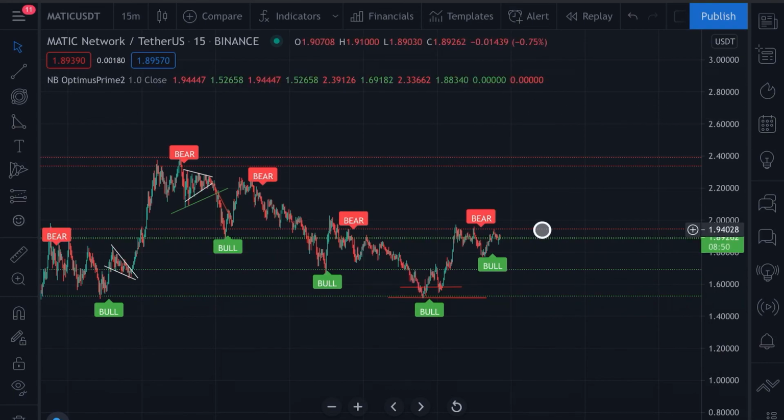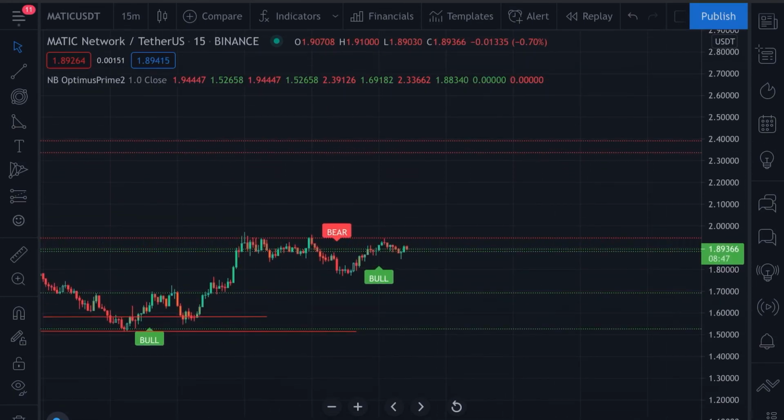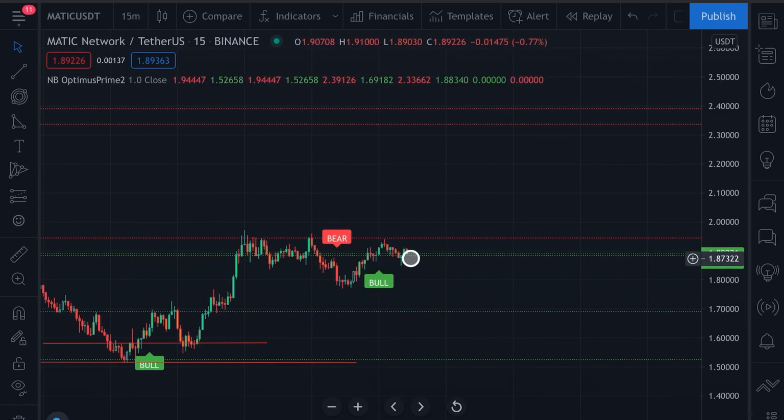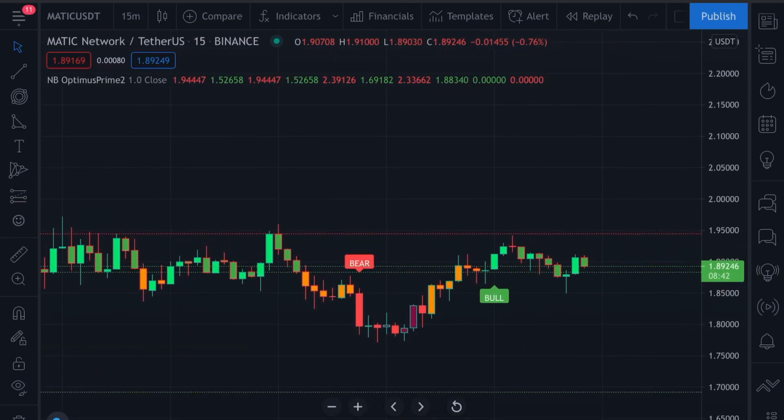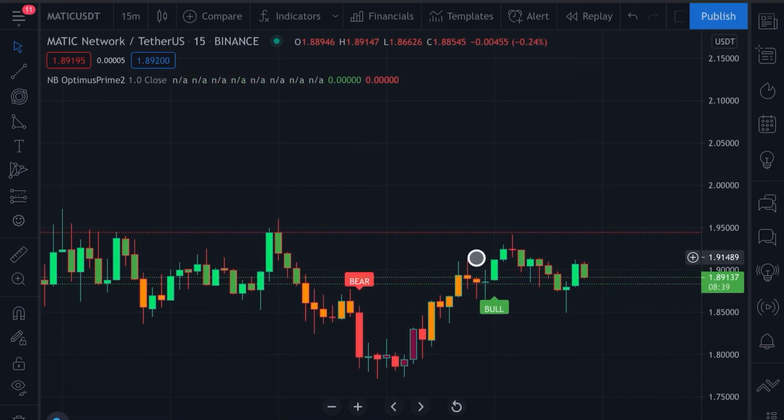So now whenever we get a bear call on Matic, as you can see, we're currently in a bull call. Whenever the momentum changes and Nitros Bull displays a bear signal, we will get an alert for that bear signal. So that is a walkthrough of how to read and use the Nitros Bull indicator.